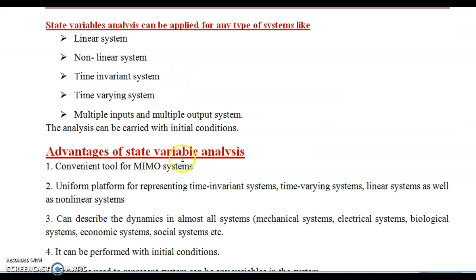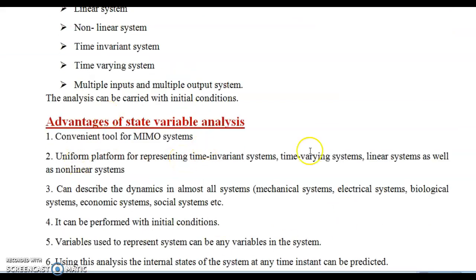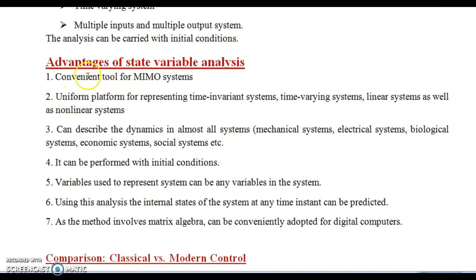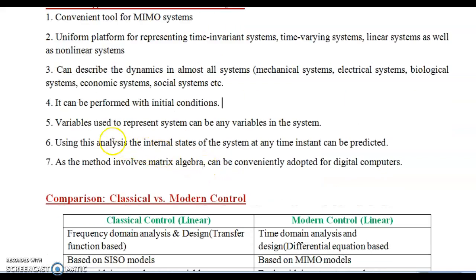So these are the exact reverse of those drawbacks, the advantages of the state variable analysis listed here. It is a convenient tool for MIMO systems. Okay, it is applicable for time invariant systems, time varying systems, linear systems as well as non-linear systems. Here we can apply it to almost all types of systems. It can be performed with initial conditions. Next, the variables used to represent the system can be any type of variables.